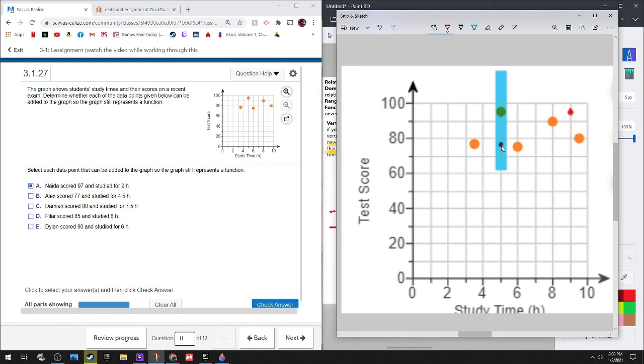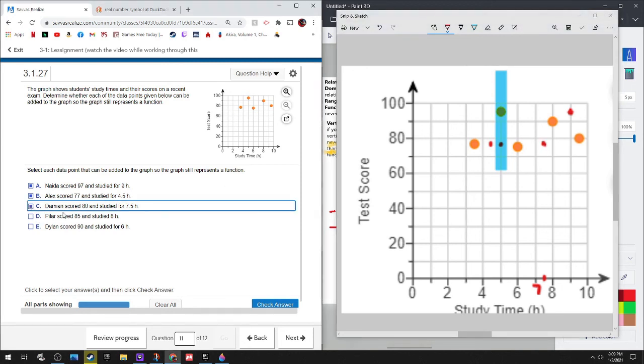Oh wait, that's not 4.5 hours. This is 4.5 hours. So 4.5 hours would be here. And now it's not vertical. Alex is okay. Damien, same idea, right? Here's 7 hours. So then 7.5 is like here. And you got a 77.